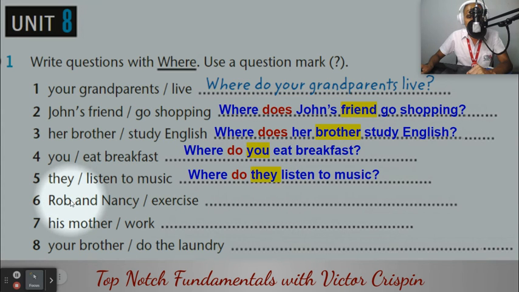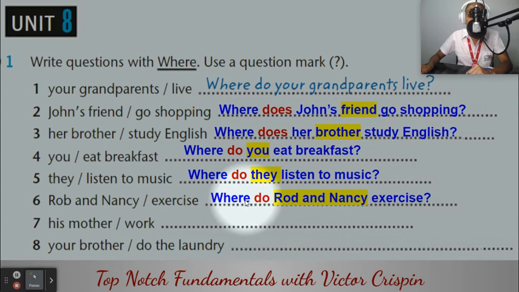Let's continue with number 6, Rob and Nancy exercise. In this case, the question is, where do Rob and Nancy exercise? Do is the auxiliary because we have plural, Rob and Nancy. What about number 7? His mother work. The question would be, where does his mother work? In this case, the auxiliary is does because my subject is mother, she, third person.